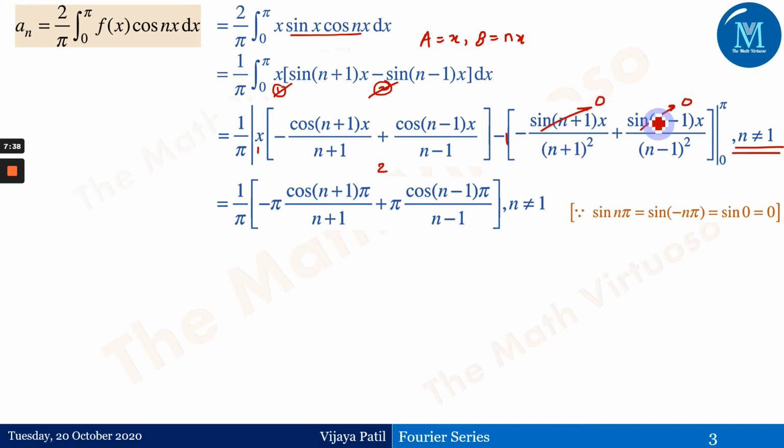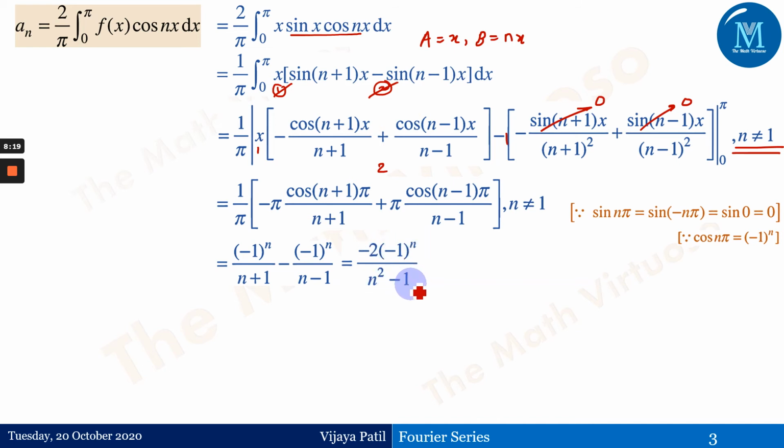Okay, and then we have seen that this second bracket will go to 0, and therefore I have to just solve with the first one. Similarly, the lower limit x equals to 0 makes both terms go to 0, and we have to just solve with the upper limit. So every x we have replaced by pi. And again, we know that cos of n pi is minus 1 to the power n. That is what we have replaced over here. So it's minus 1 to the power n upon n plus 1 minus minus 1 to the power n upon n minus 1. This pi and this minus pi would cancel each other, and we will remain here with the answer minus 2 times minus 1 to the power n upon n square minus 1.